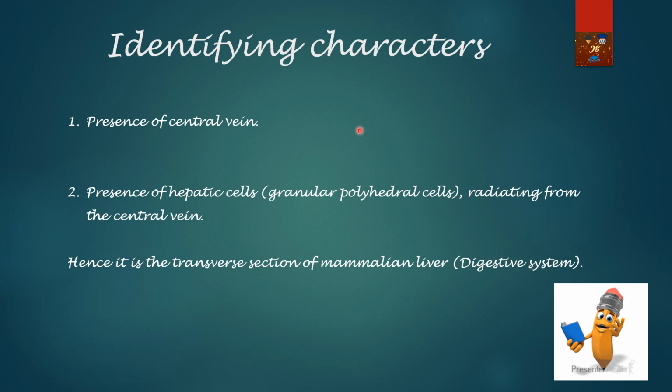Regarding the identifying characters, the presence of the central vein is the main identifying character, as we have discussed in the previous slide. Now, the presence of hepatic cells, which are granular, with granules present there, polyhedral cells radiating from the central vein. Hence, it is the transverse section of the mammalian liver, which comes under the digestive system.